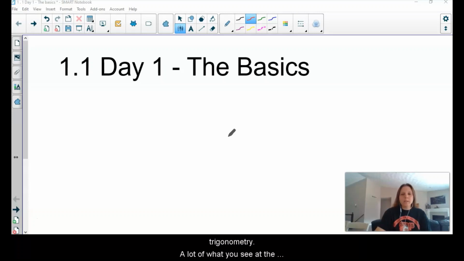A lot of what you see at the beginning of this course is going to be review of courses that you've seen in the past, like from your geometry class or your integrated math classes. And we're going to start out by doing a lot of those basic ideas so that we can work then towards the trigonometry ideas, which come into the course later.